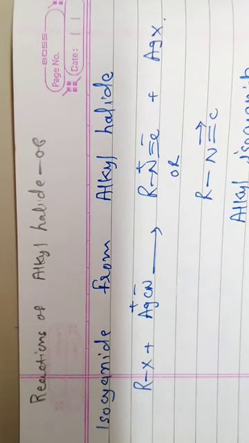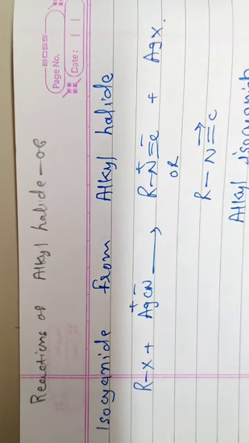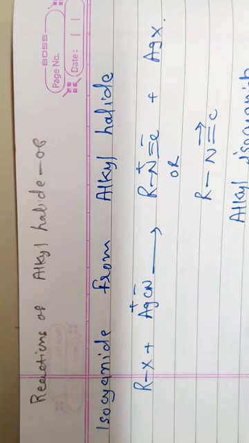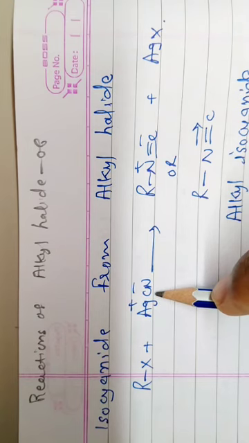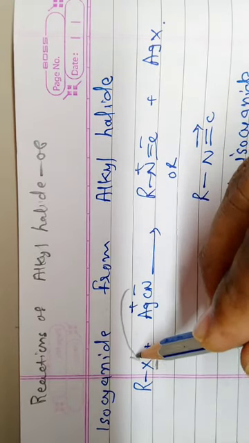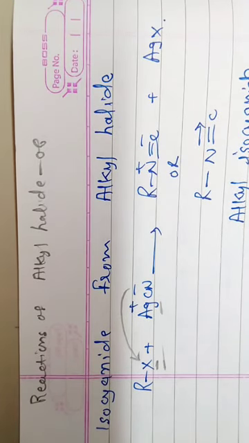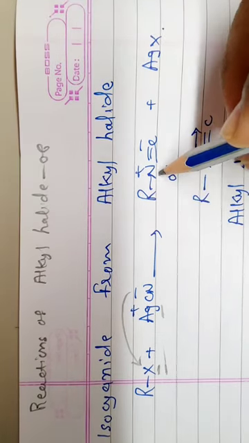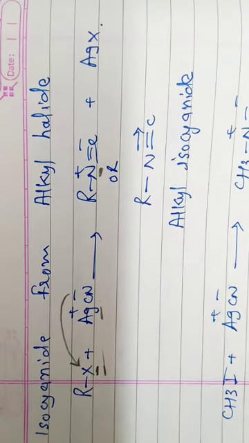Reactions of alkyl halide. Topic 6. Isocyanide from alkyl halide. We have alkyl halide, general formula RX. And RX when treated with AgCN, this halogen gets substituted by CN and the byproduct we are getting is AgX. But remember students, whenever we are using AgCN, attachment takes place through nitrogen and therefore it is called alkyl isocyanide.